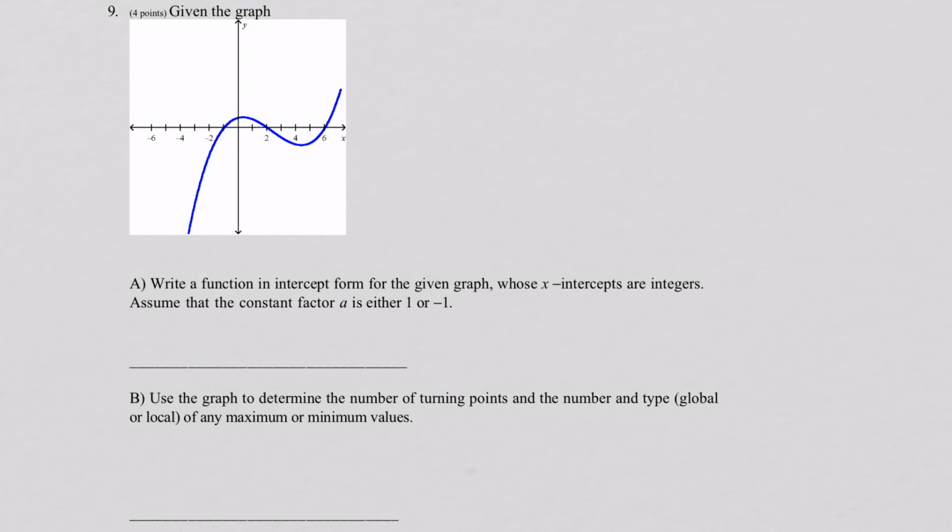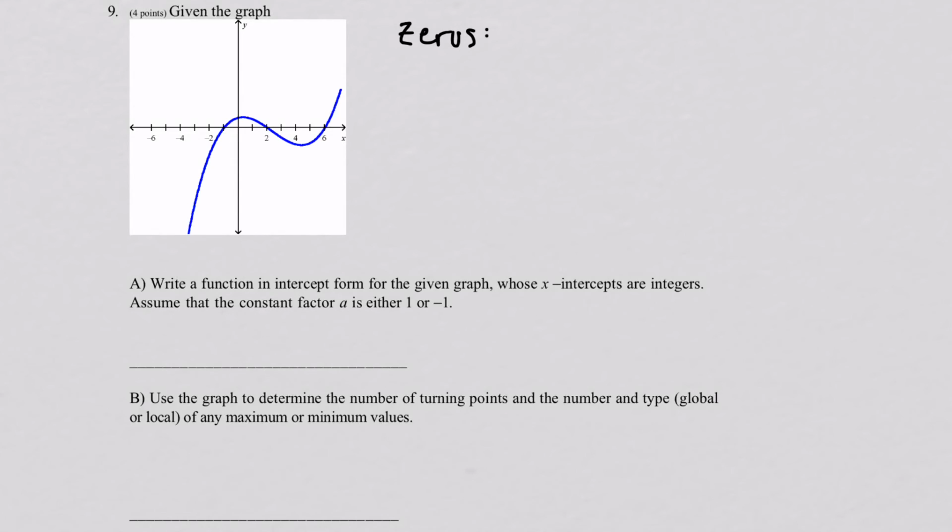Okay, number 9. Given this graph, write a function in intercept form for the given graph whose x-intercepts are integers. Assume that the constant factor a is either 1 or negative 1. Okay, so let's start by looking at the function and identifying the zeros. That's the first thing I'm going to do. Identify the zeros by looking at the function.